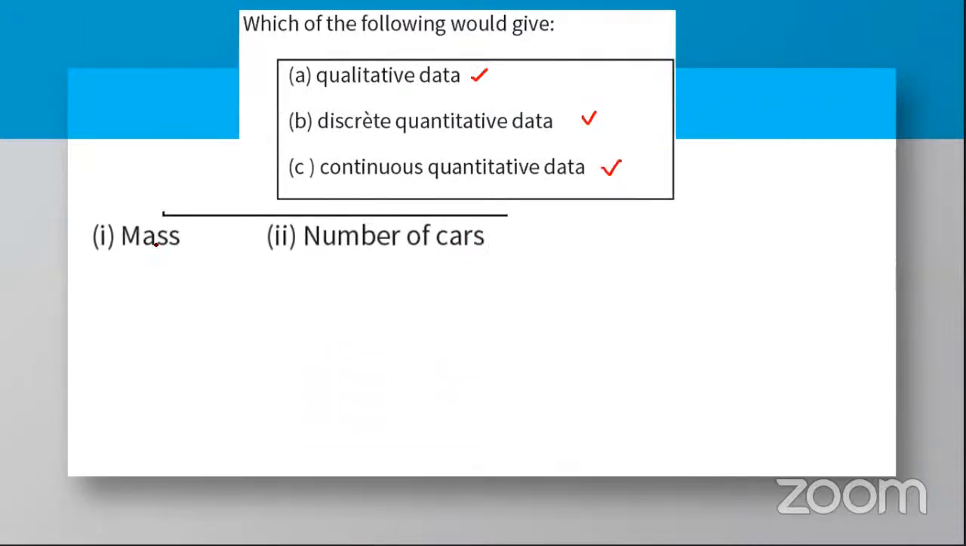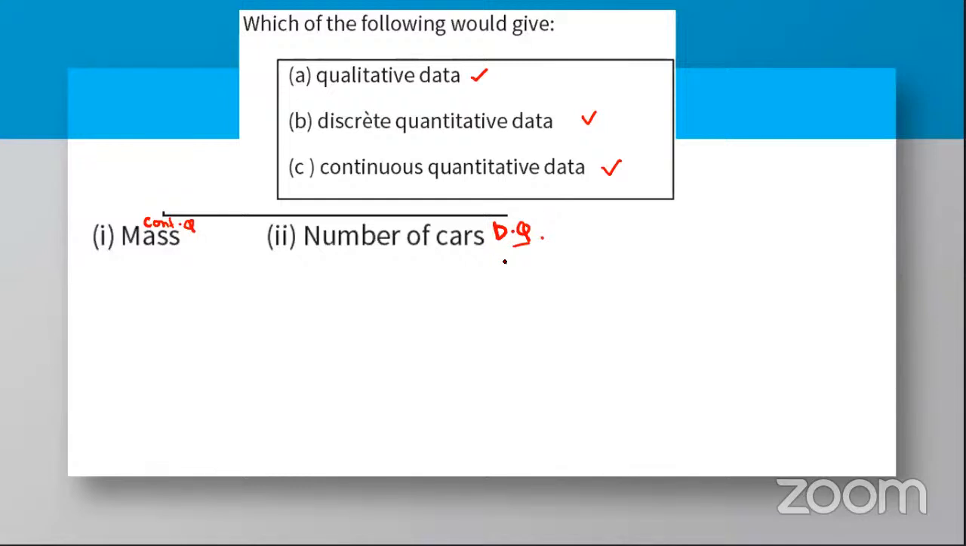So when you have the mass, which type of data is that? When you have a mass, which type of data is that? Okay, so when we have the mass, what type of data is that? Yes, Bright? Continuous data. This is continuous quantitative data. Good. And then Martha. When you have number of cars, which type of data is this? Discrete quantitative data. Good.